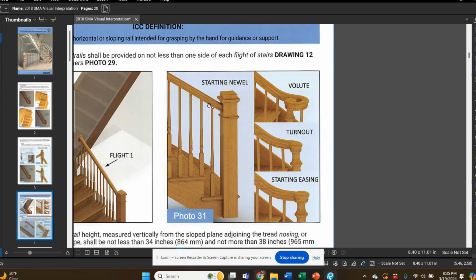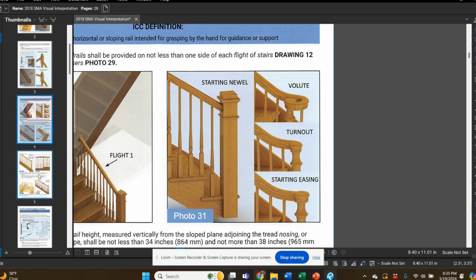You have a starting newel here, so this handrail does not actually pass the bottom riser, like the code says. But per those exceptions that we read, you can terminate over top of the lowest tread with a volute, turnout, starting easing, or a starting newel. Okay, so those are some of the codes that are very important when it comes to handrails.